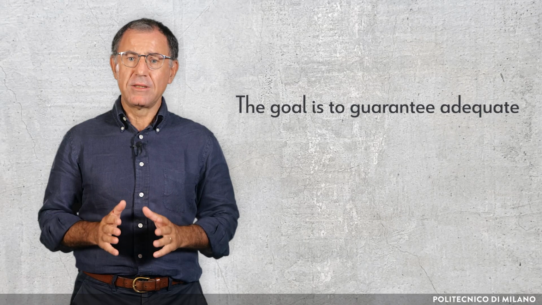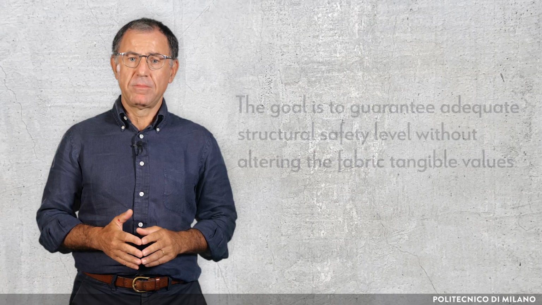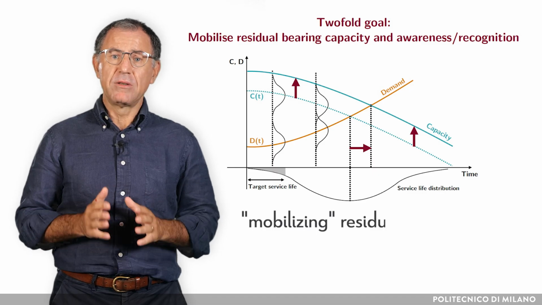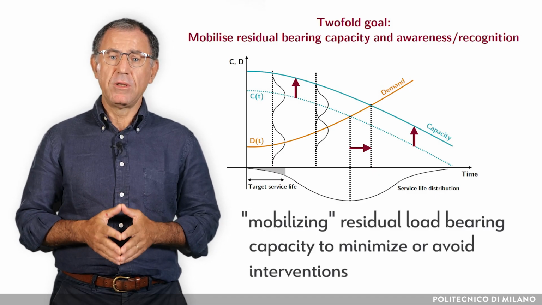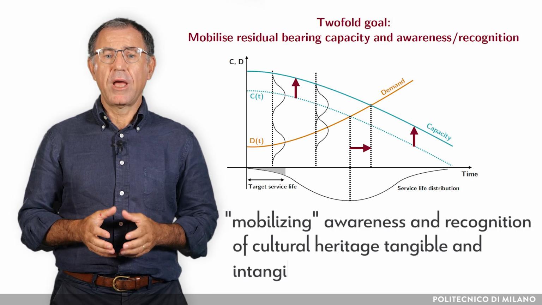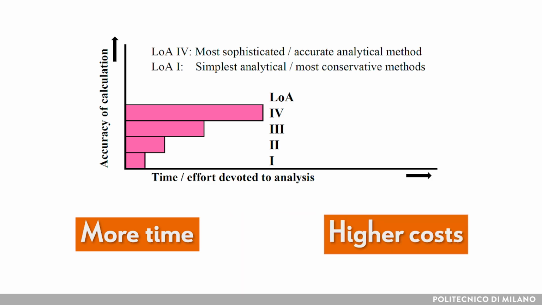In essence, for reinforced concrete built heritage, the goal is to guarantee adequate structural safety level without altering the fabric tangible values. This is achieved by pursuing a dual goal. On one hand, mobilizing residual load-bearing capacity to minimize or avoid intervention. On the other, by mobilizing awareness and recognition of cultural heritage tangible and intangible values. By restricting ourselves to the structural domain, accurate analyses are needed to mobilize the residual structural capacity by increasing the level of approximation. This entails more time and higher costs for the analysis.